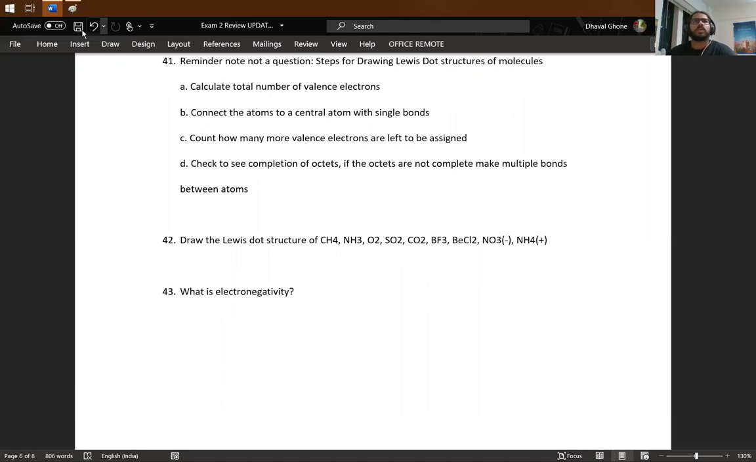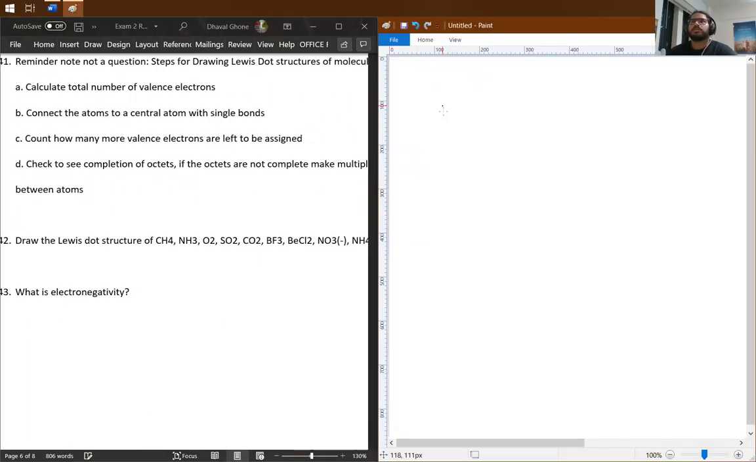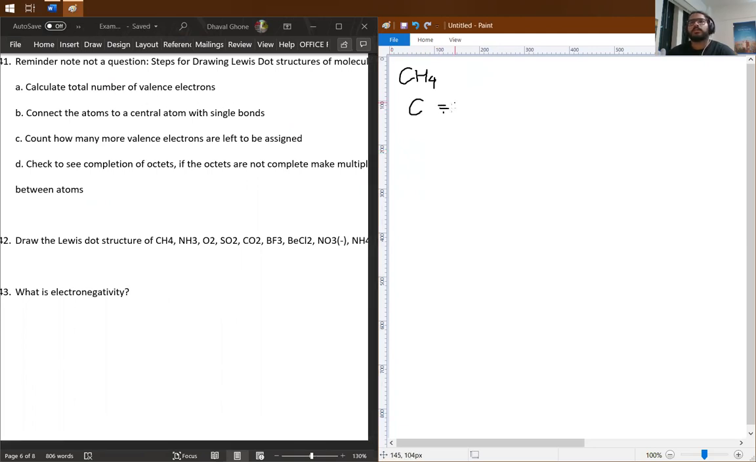I'm going to quickly open a paint window so I can draw side by side. So the first one is CH4. To start drawing CH4, step 1, calculate the total number of valence electrons. Carbon has 4 valence electrons, while each hydrogen has 1 electron. We have 4 of them, so I'll write 4 electrons, and there'll be 8 electrons.